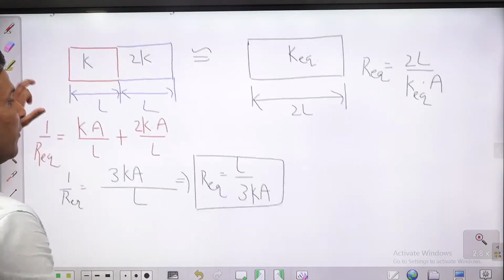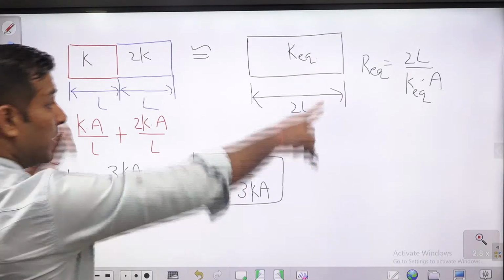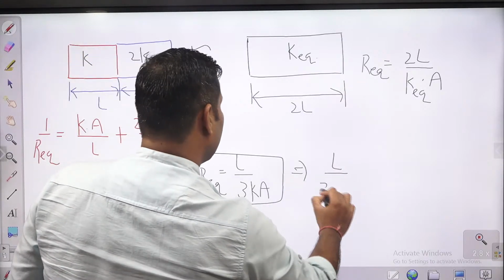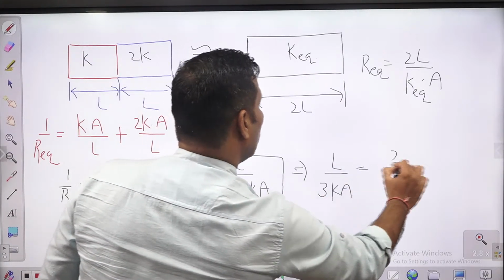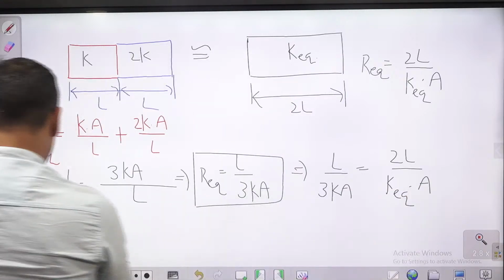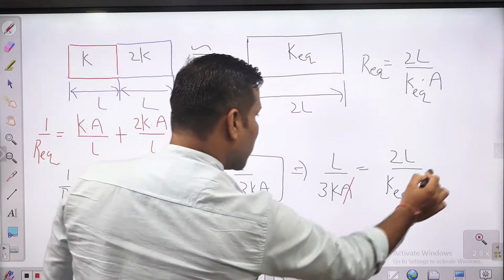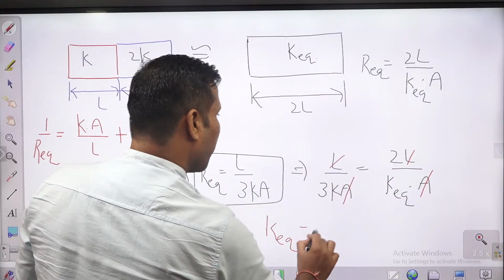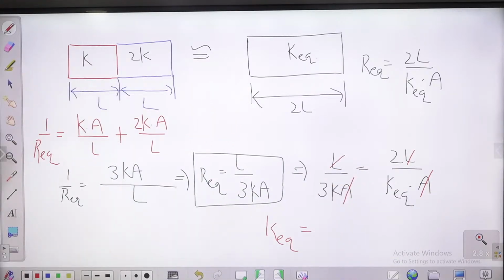Comparing this, can you tell me what will be the K equivalent? K equivalent कितना हो जाएगा? So if you will compare this and this, what you will get? L by 3Ka equal to 2L by K equivalent into A. So if you will compare, this will cancel out. This will cancel out. We will get K equivalent equal to, देखो कुछ गड़बड़ तो नहीं हुआ?